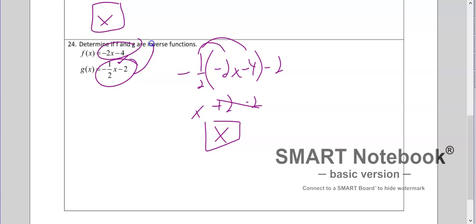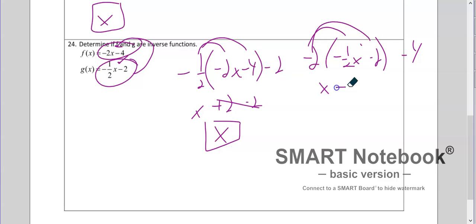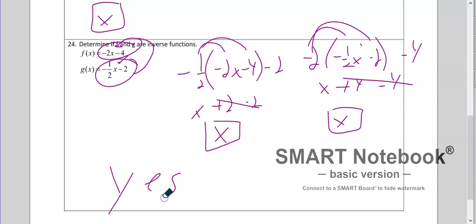Now I'm going to take this and plug it in there. So negative 2 times negative 1/2 x minus 2 minus 4. Distribute. That's going to make the negative 1/2 positive x. This is going to become positive 4. The minus 4 cancels. X. Yes, they are inverses. And that is it.